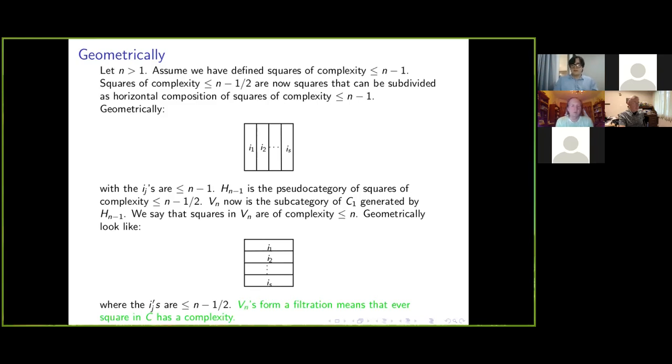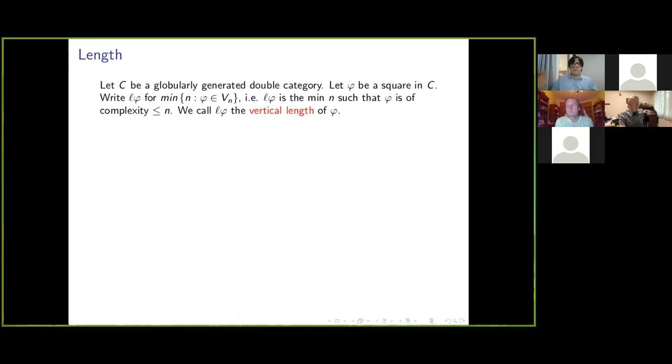The fact that the Vn form a filtration of a globularly generated double category C means that every square in a globularly generated double category has some measure of complexity. We can actually put this into invariants. Suppose C is a globularly generated double category. Suppose phi is a square in C. We write L phi for the minimal n such that phi is a square in the nth term of the vertical filtration. That is, L phi is the minimal n such that phi is of complexity less than or equal to n. We call this L phi the vertical length, or the length, of the square phi.